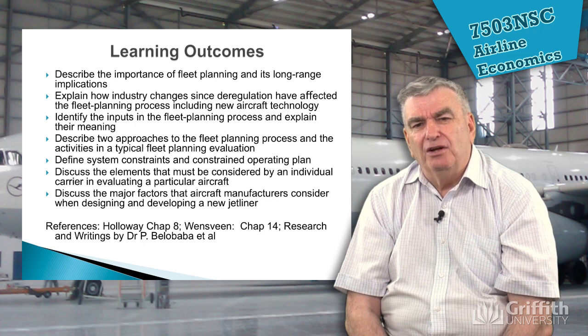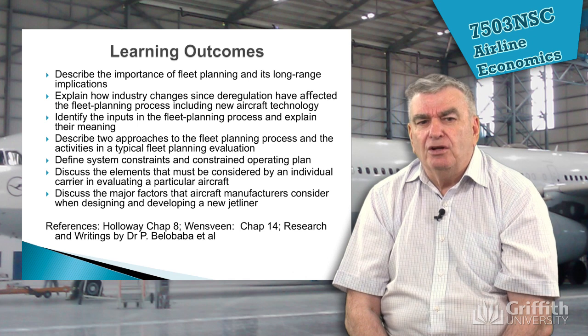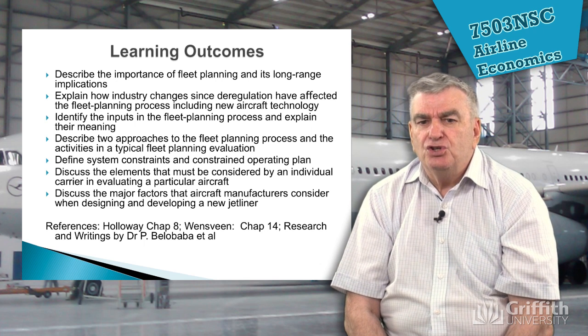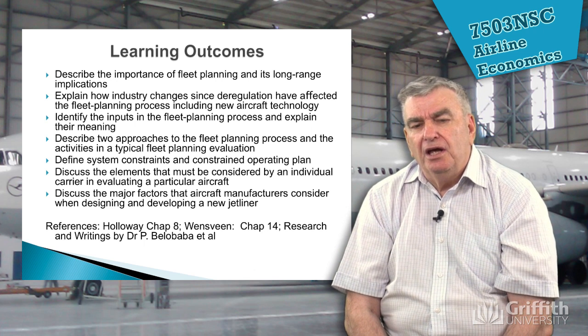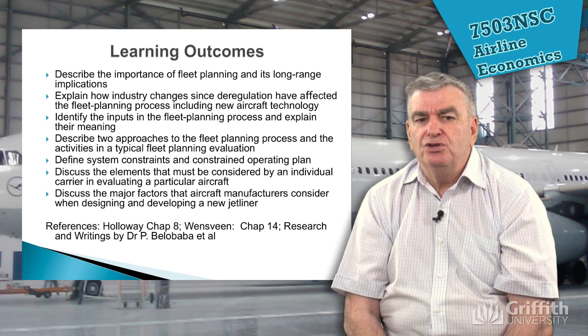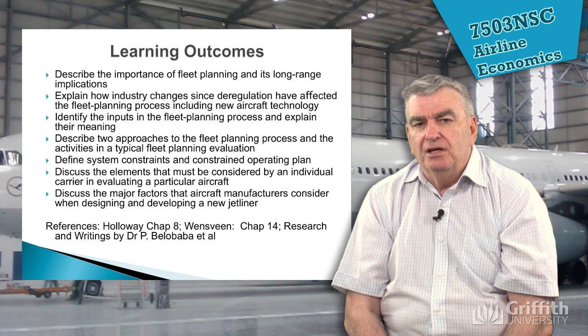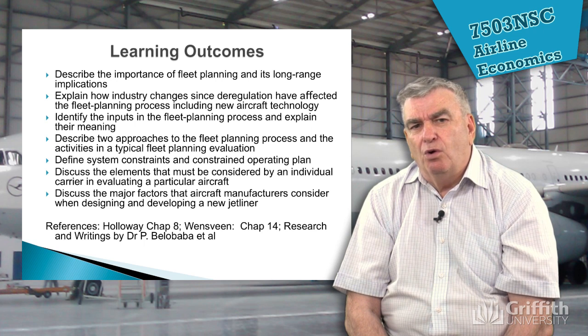aircraft technology, and we'll take a look at the two major airline manufacturers and their approach to their aircraft and how they produce aircraft to meet certain fleet planning requirements. We're going to talk about the system constraints and the constrained operating plan in doing fleet planning. We're going to talk about the elements that must be considered by an individual carrier in evaluating a particular aircraft, and of course we're going to be discussing the different requirements that the aircraft manufacturers have to consider.